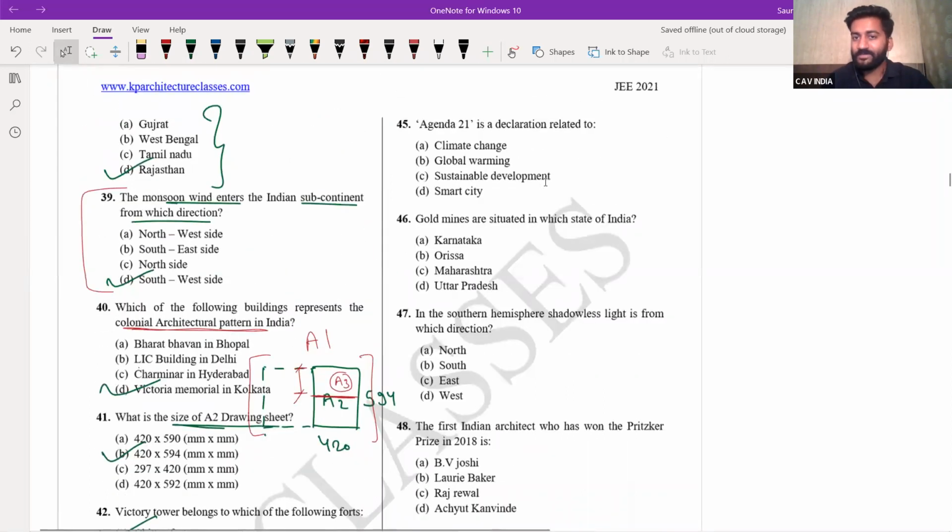Then Agenda 21 is a declaration related to... So like UNESCO was something which is contemporary, your GK part. Similarly, Agenda 21 is your GK part, which is related to sustainable development.